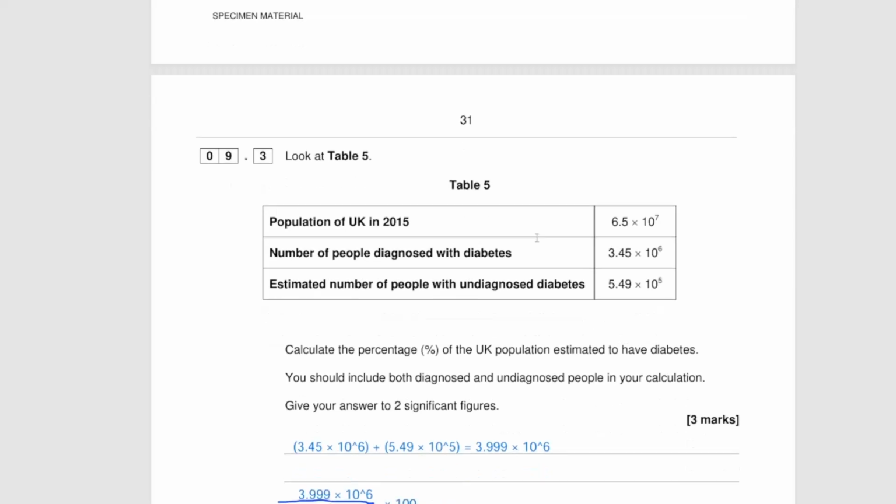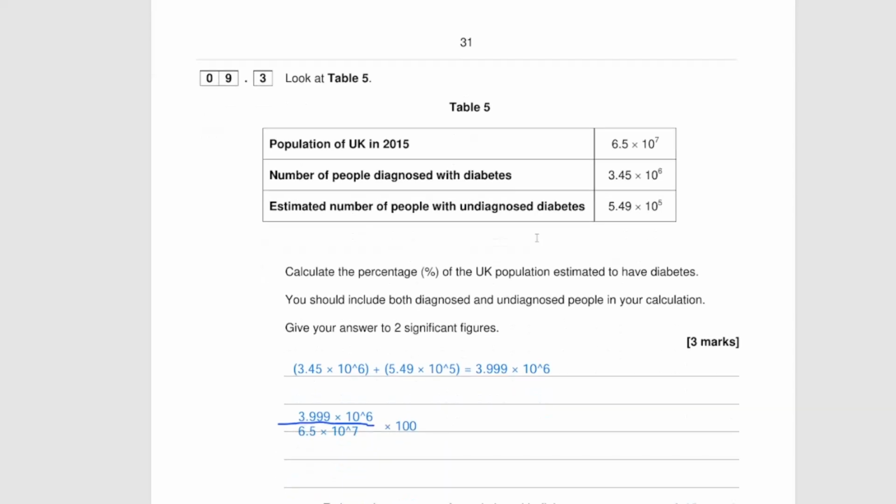Now for 9.3, looking at table 5, the population of the UK, we're given the population of the UK in 2015, the number of people diagnosed with diabetes, and the number of people estimated to have undiagnosed diabetes, and we're asked to calculate the percentage of the UK population estimated to have diabetes and give it to two significant figures, which I have not. See, it's very easy to make mistakes, and it's okay to make mistakes as long as we try our best and get marks on the harder questions.